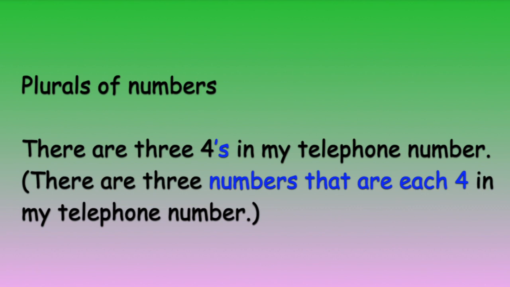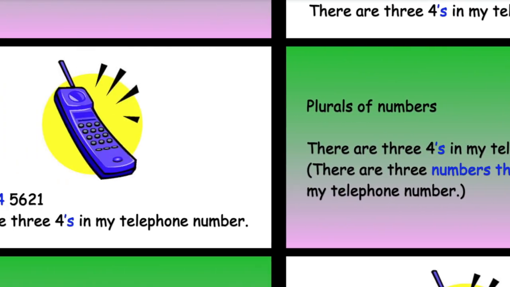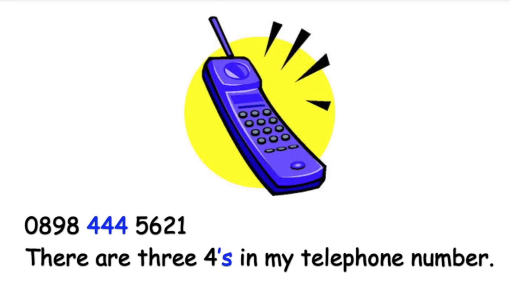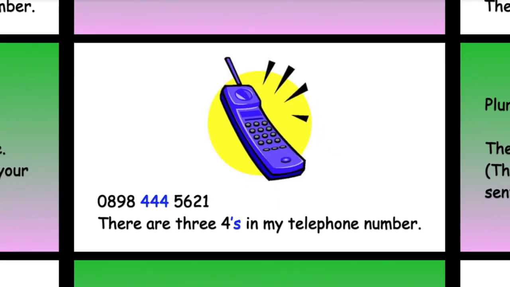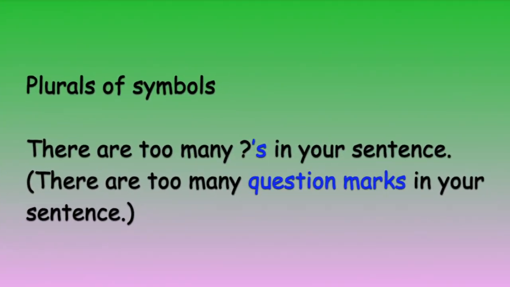Plurals of numbers. There are 3 4s in my telephone number. There are 3 numbers that are each 4 in my telephone number. And here it is, 0898 444 5621. Plurals of symbols. There are too many question marks in your sentence. You can use the symbol or the word question mark.